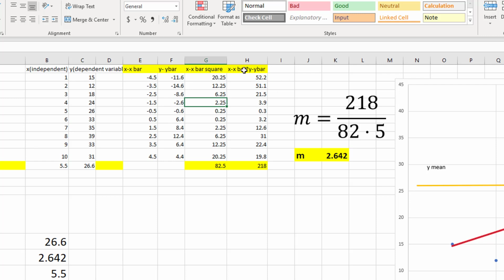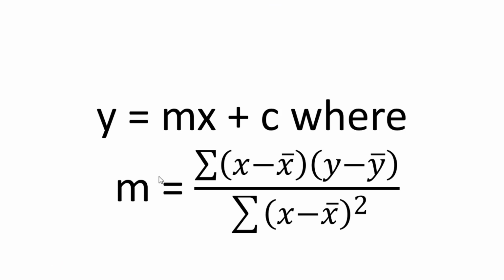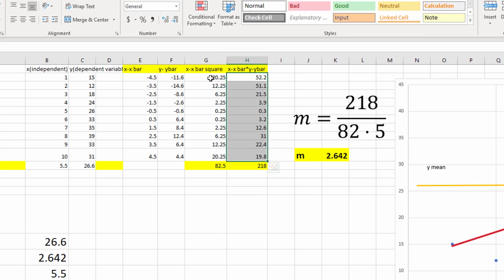So to solve the numerator, which is x minus x bar multiplied by y minus y bar, we have multiplied these two values. This column represents x minus x bar. When we add everything here, that is summation, so you see we have the summation sign here. We need to find the individual calculation of x minus x bar multiplied by y minus y bar and then add everything up. That is 218, and that is going to be our numerator.